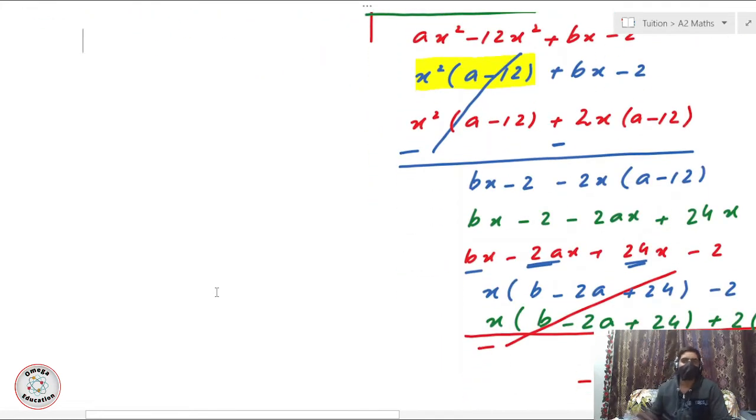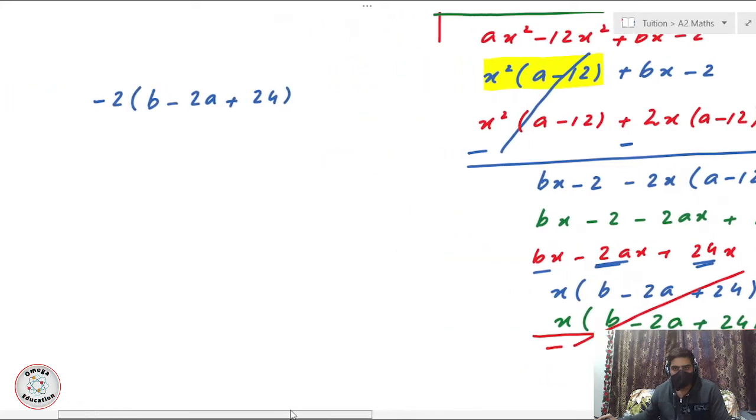Okay, I'll just write it by myself. Negative 2b minus 2a plus 24 minus 2. Okay, so this is what we have at the bottom.